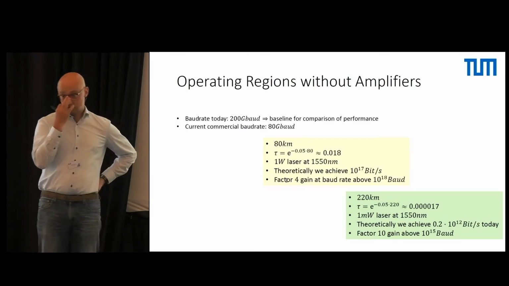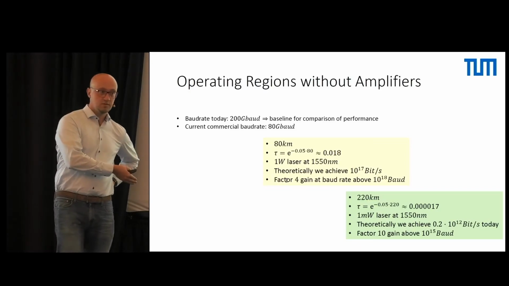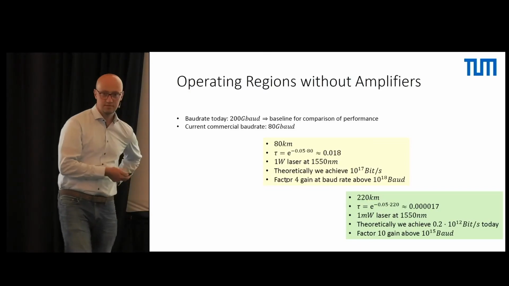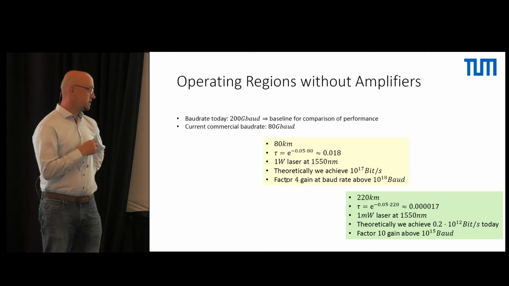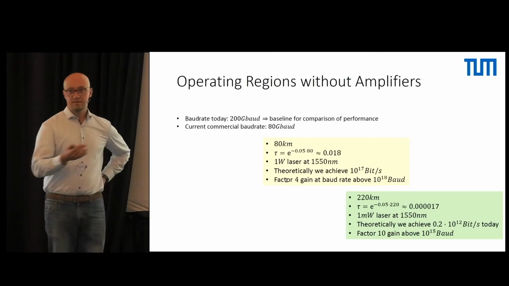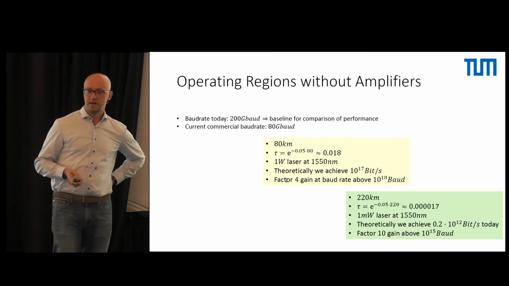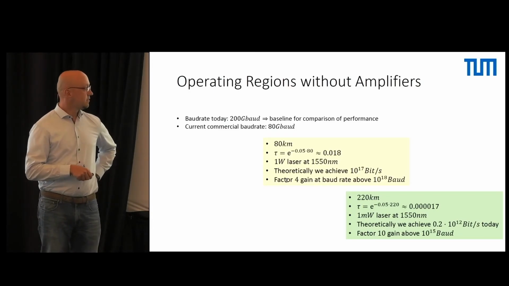So maybe this is not what we want to look at if we think of using quantum technology for commercial optical systems. So we take some other number, maybe 220 kilometers, and let's say we want to save the amplifiers. We want to have unamplified fiber over 220 kilometers. We can again calculate the loss. We put in a slightly weaker laser.